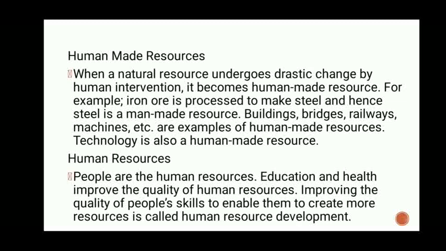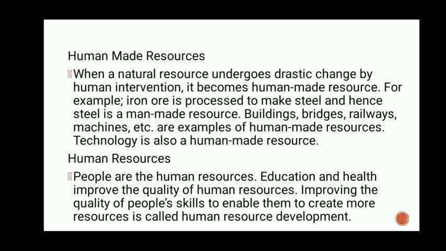The last one is the human-made resources. What do we mean by human-made resources? When a natural resource undergoes some change because of human intervention, it is called a human-made resource. For example, we make a wooden chair. The wood was available, and because of human intervention it was converted into a wooden chair, which is called a human-made resource. Other examples are buildings, bridges, railways, etc. It is all achieved through the use of technology.